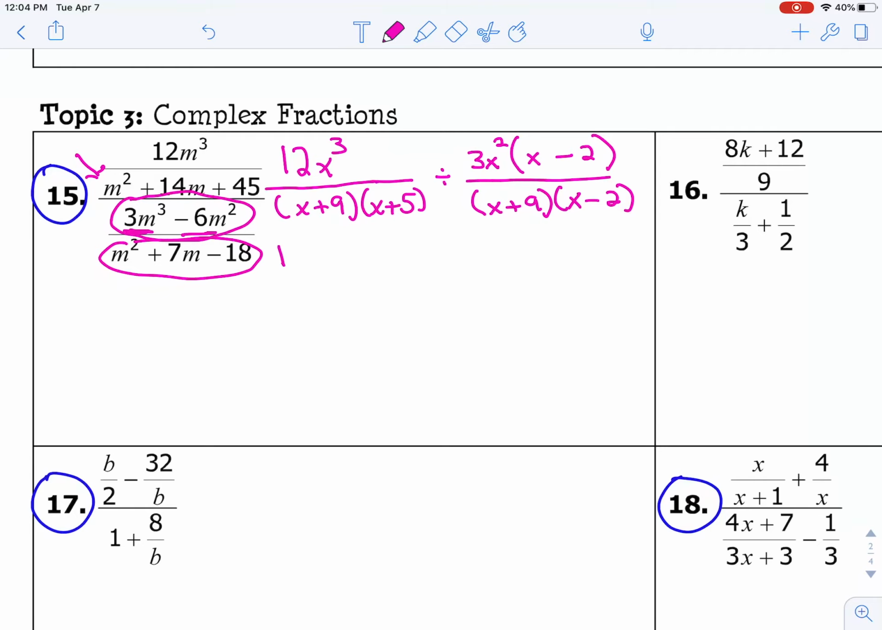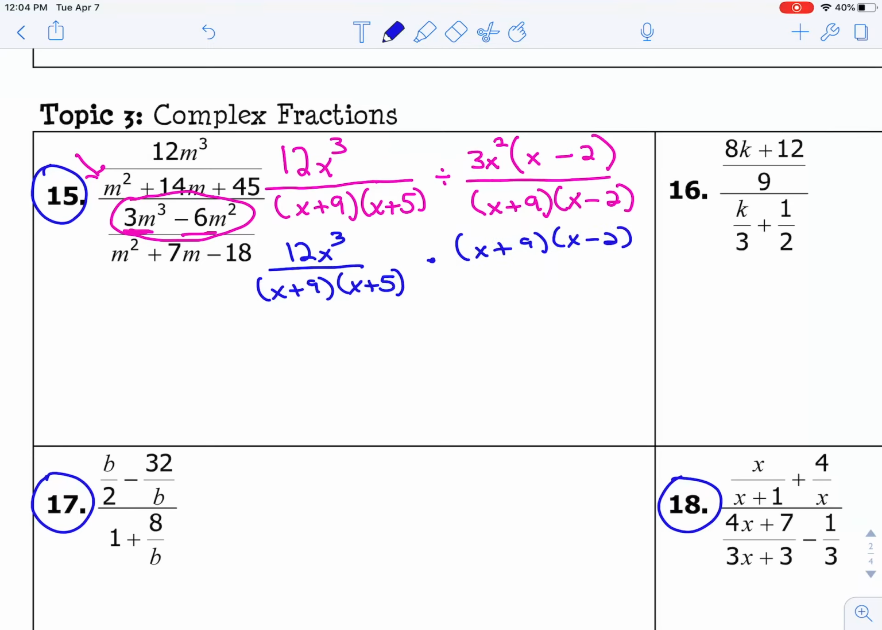So I'll do this in a new color since it's a new step. I'm going to have 12x to the third over x plus 9 times x plus 5, times, now remember we have to take the reciprocal here, so x plus 9 times x minus 2 is going to be in the numerator, and my denominator is going to be 3x squared times x minus 2.